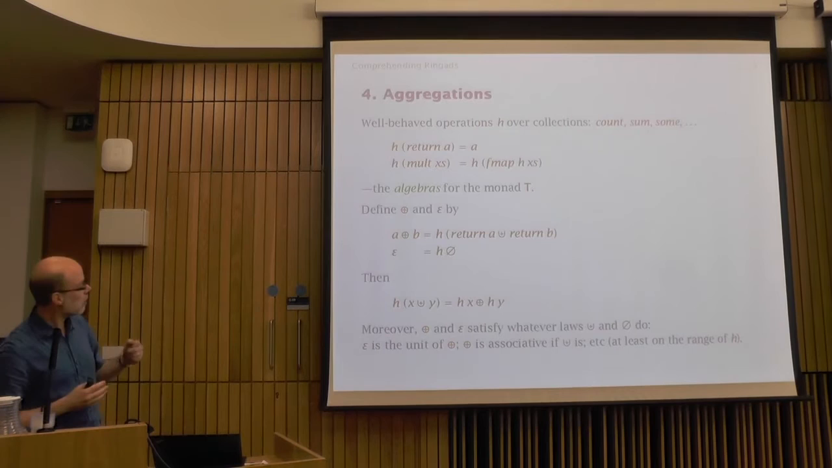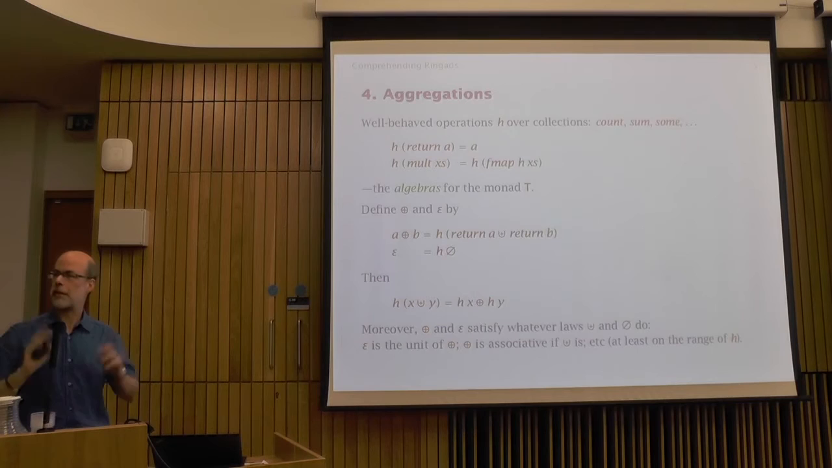And there necessarily has to be a value, I'm going to call it epsilon here, which is the aggregation of the empty collection. It follows from the well-behavedness of H that if you aggregate a union of two collections, that's the plus of the aggregations of those two collections. Moreover, the plus and the epsilon have to satisfy at least all the laws that the union and the empty collection do. So if your unions are associative, then your pluses are necessarily associative as well. If your unions are commutative, then your pluses are necessarily commutative.